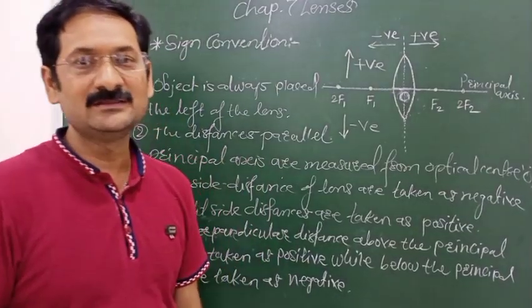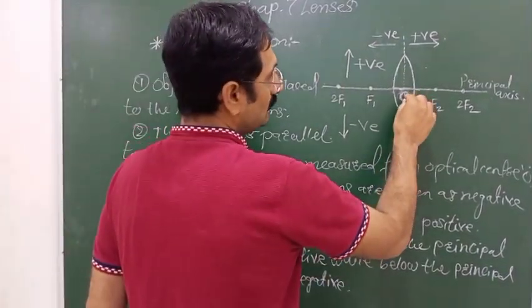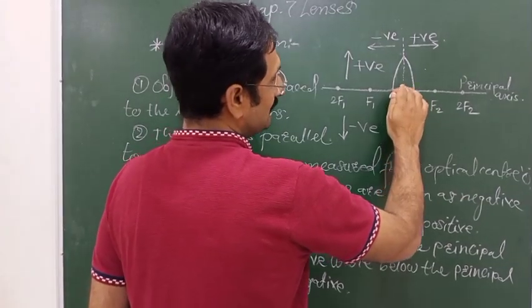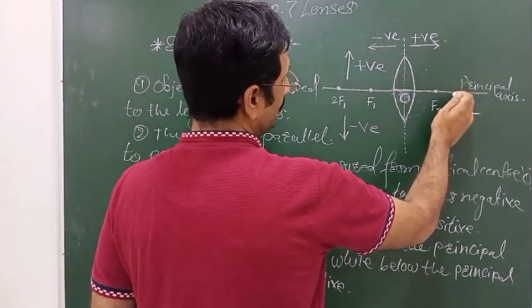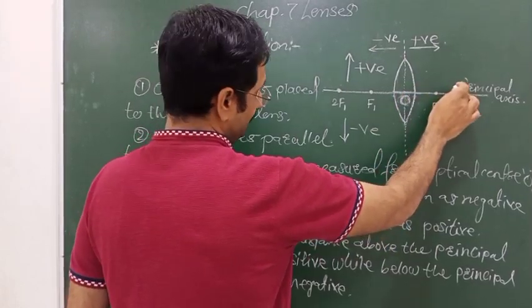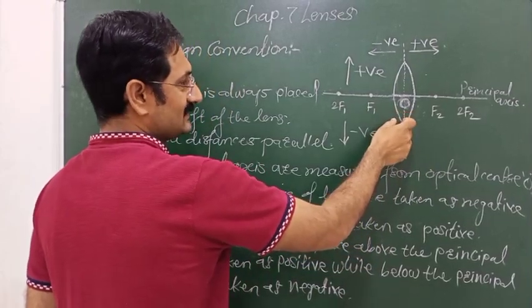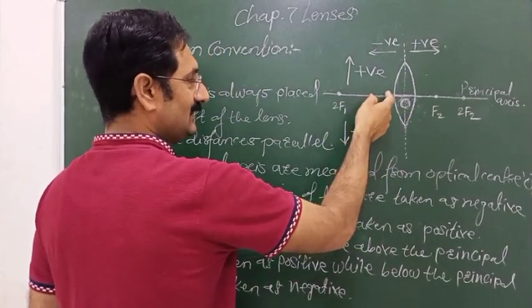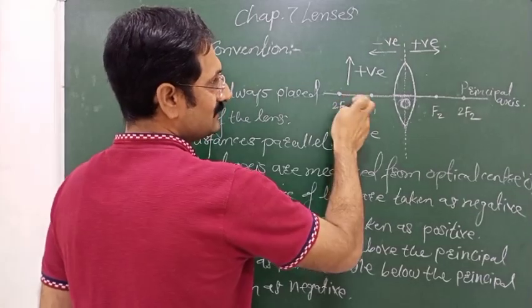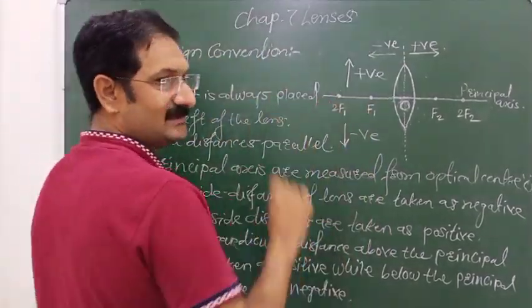One of the important things we also have to remember here is that the principal focus of a convex lens is on the right side of the lens. So the focal length of a convex lens is always positive. But the principal focus of a concave lens is in front of it, on the LHS of the lens. So the focal length of a concave lens is always negative.